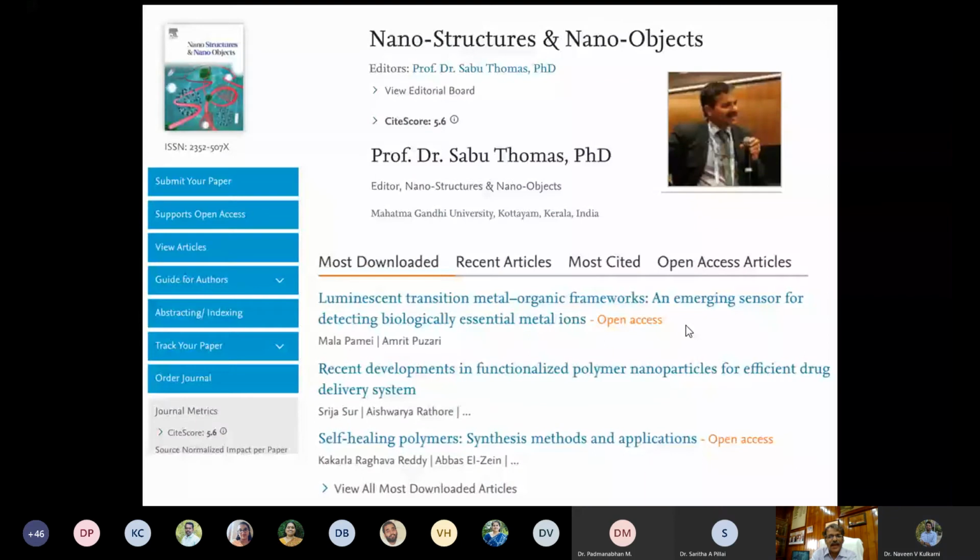I'm also an editor of Nanostructures and Nano-Objects. Those who do very good quality work in nanostructures and nano-objects can submit your articles to this journal. The CiteScore is now 5.6, and it is a traditional journal with no fees. So those who do really good work in nano, please send your papers to Nanostructures and Nano-Objects. Next one, please.